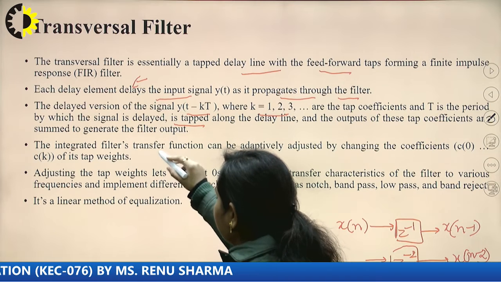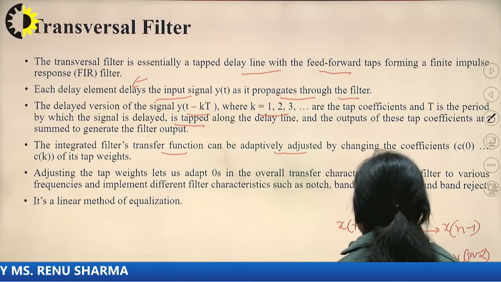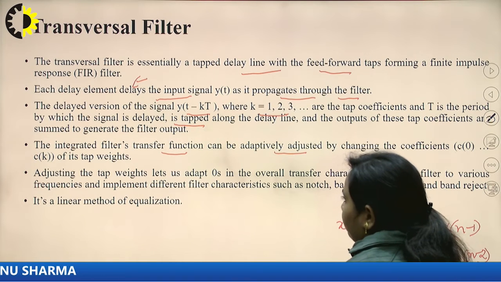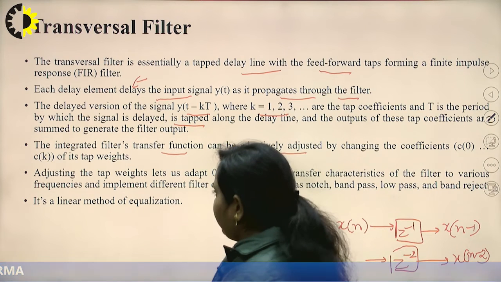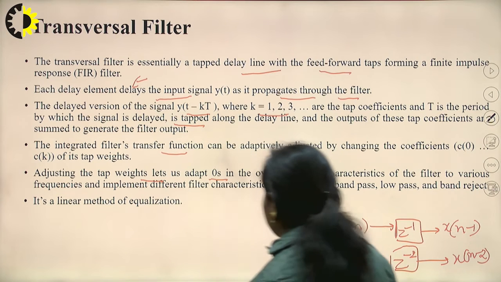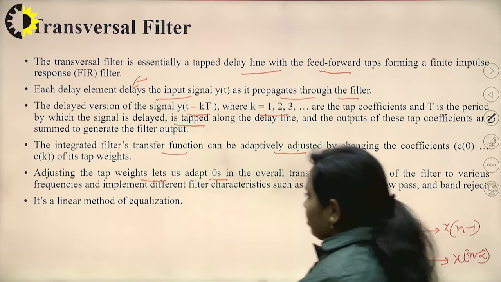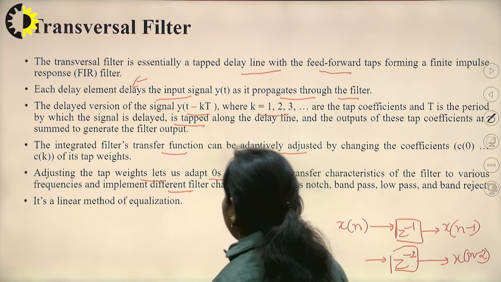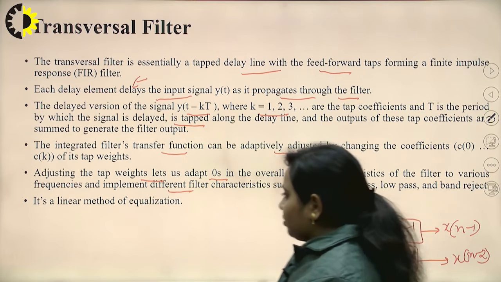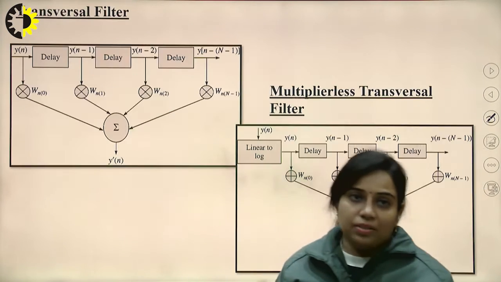Now the filter's transfer function can be adaptively adjusted by changing the coefficients, that is C0 up to Ck, of its tap weights. Adjusting the tap weights lets us adapt zeros in the overall transfer characteristics of the filter to various frequencies, and that will implement different filter characteristics. So it is basically a linear method of equalization.